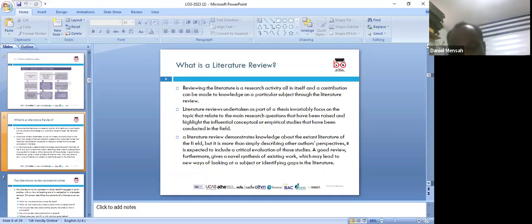Literature reviews undertaken as part of the thesis invariably focus on the topic that relates to the main research questions that have been raised, and highlight the influential empirical studies that have been conducted in the field. A literature review demonstrates knowledge of the extant literature of the field, but it is more than simply describing the author's perspective. It is expected to include critical evaluation of the studies. Very, very important. A good review, furthermore, gives a novel synthesis of existing work, which may lead to a new way of looking at a subject or identifying gaps in the literature.